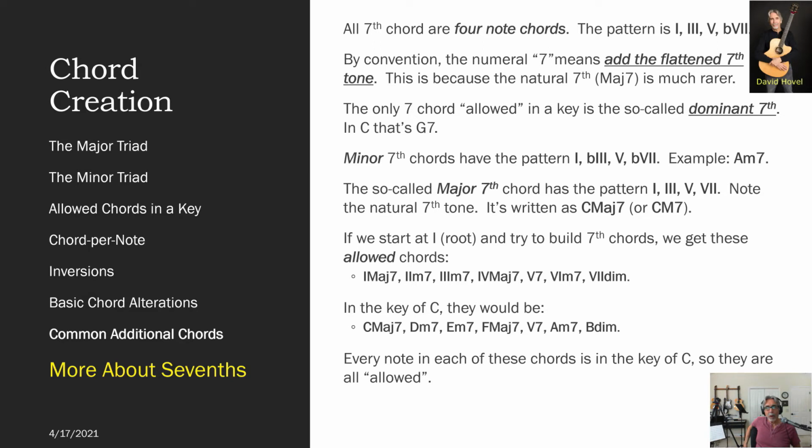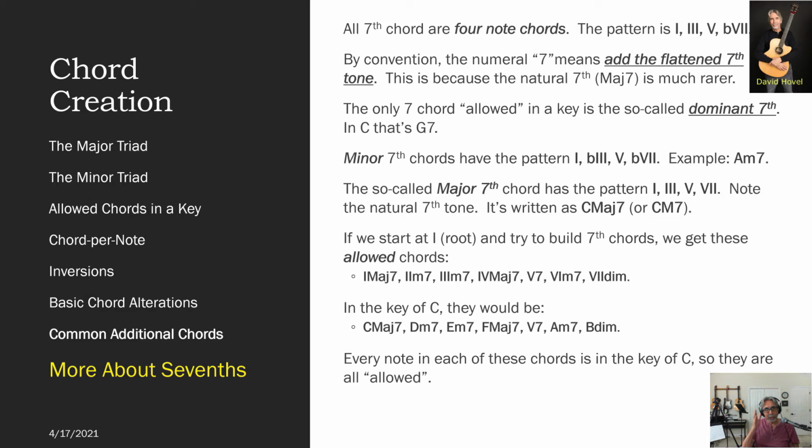Why is it flat 7 when we just call it 7? Well, the fact is that for many, many years, going back to the medieval church music when they began to do polyphony, they added that 7th note because they were doing the dominant 7th. In the key of C, they would play the G chord, they would add the F, and then they would resolve back to the C. And so they just call that the 7th.